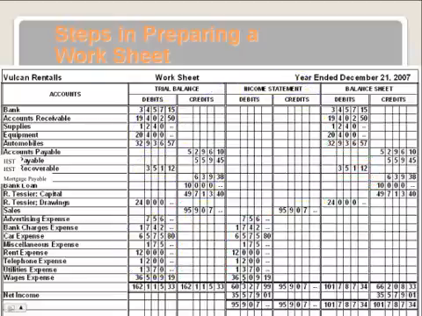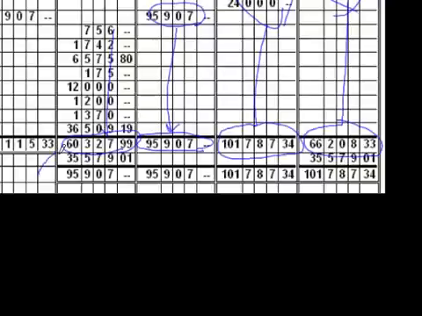Finally, the next step is to add up the totals in each column. So I'm going to take all of these debits and add them up and put the total here. I'm going to take all of these credits, sometimes you'll have more than one, add it up, put it here. All of these debits on our balance sheet, add them up, put it there, and so on. Notice that our balances don't equal.